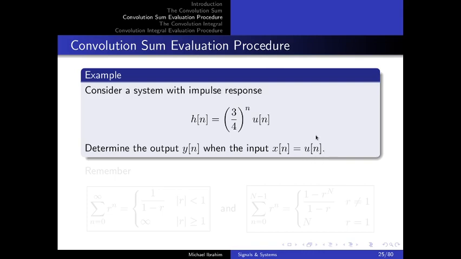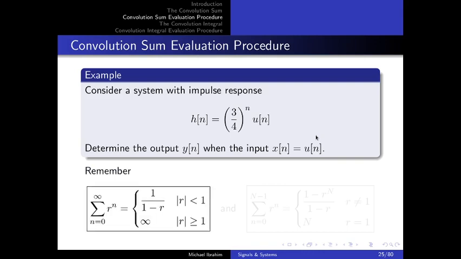Before we continue with this example, we need to remember two summations that are actually very important, which we are going to use in this course a lot. The first summation is r to the power n as n goes from 0 to infinity. This summation is a summation of a geometric series, and it's equal to 1 over 1 minus r if modulus r is less than 1, and it goes to infinity if modulus r is larger than or equal to 1.